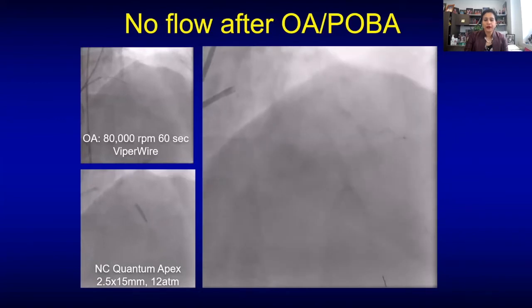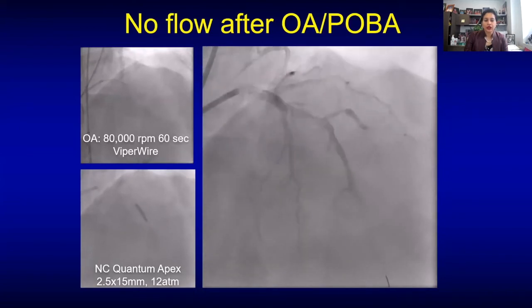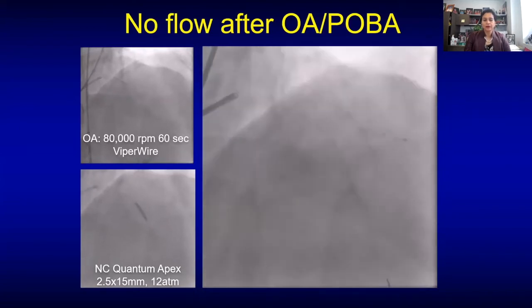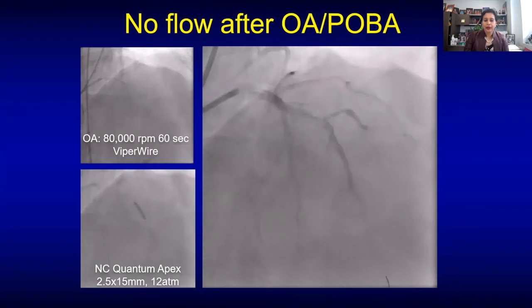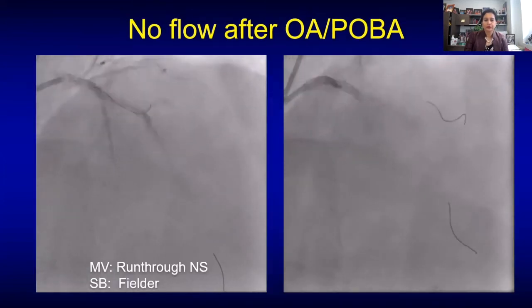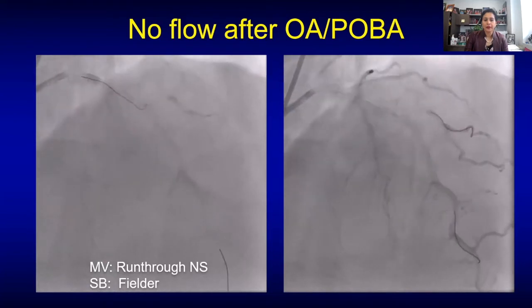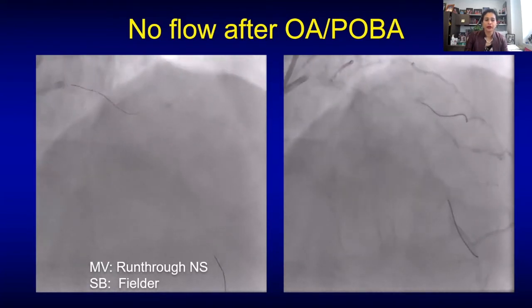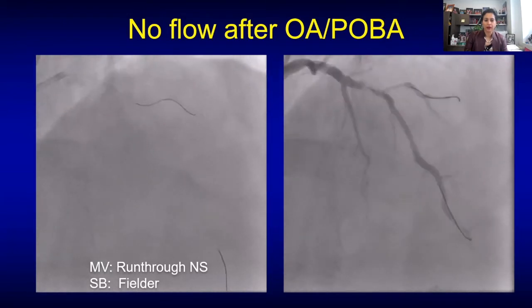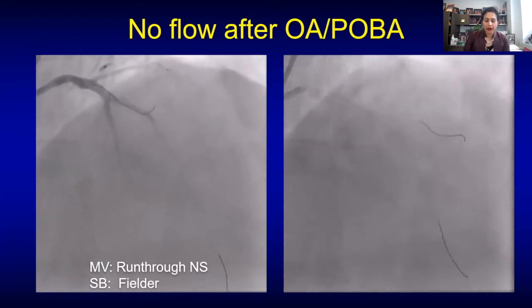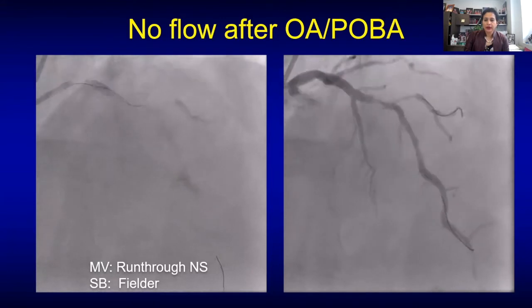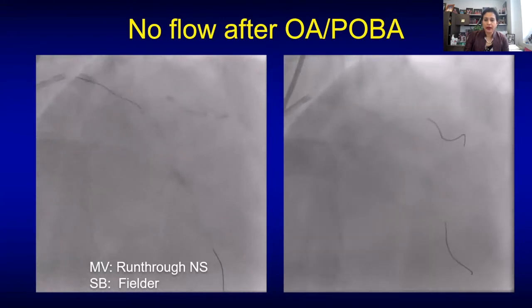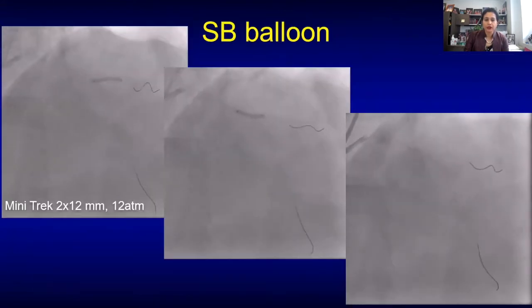As soon as we did orbital atherectomy, you see there definitely is a slow flow in the main vessel. So to rule out dissection, we immediately went with the balloon and then gave a lot of vasodilators. Subsequently, we wired the side branch with a Fielder wire, and we had a run-through in the main vessel. So we had to remove the ViperWire of the orbital atherectomy. Despite that, the flow got better, but you see some dissection now in the LAD.